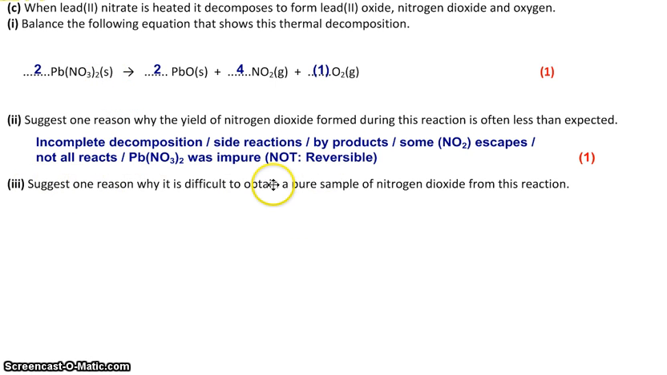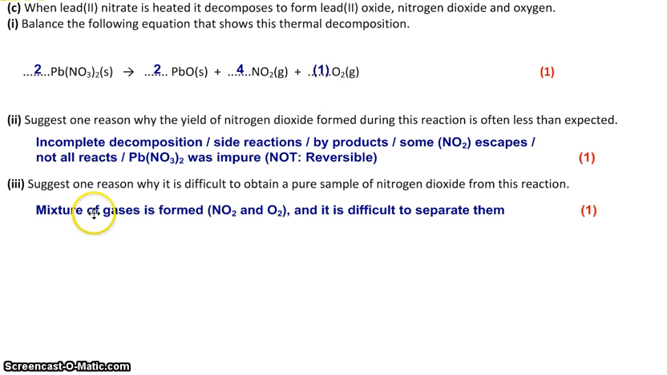And then finally, suggest one reason why it's difficult to get a pure sample of nitrogen dioxide from this reaction. Well, if you look here, we've got two gases being formed which is difficult to separate. So that's what they're after there. It's the idea that this mixture of gases formed is difficult to separate. And that's it.